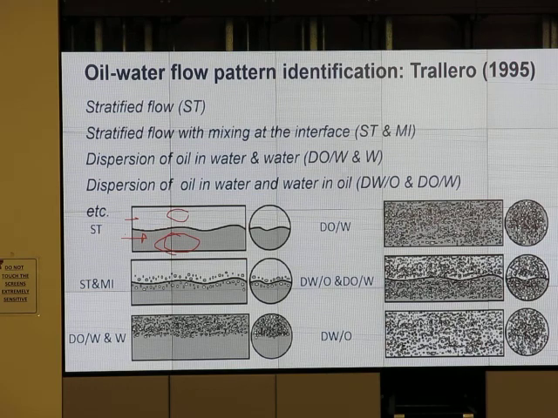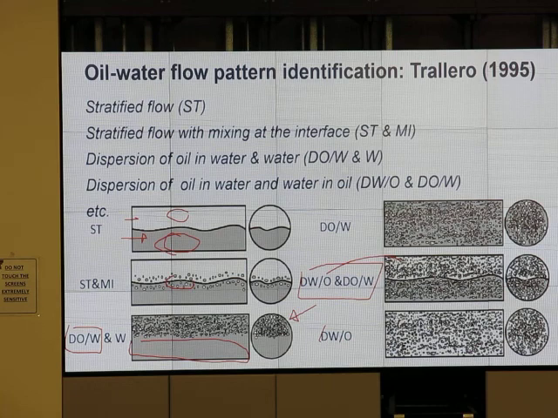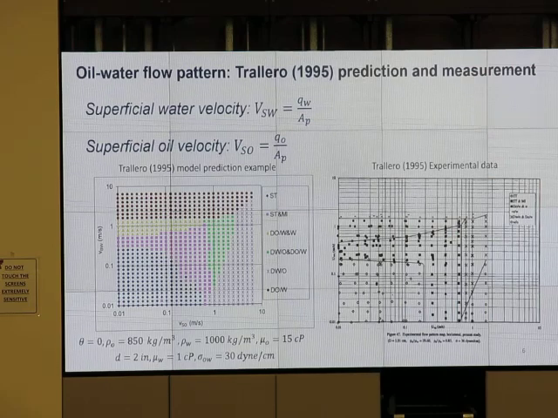When we flow it slow enough, we have stratified flow. If we flow a little bit faster, we may have stratified with mixing. Or we can have dispersion of oil in water and a water layer. Okay? Looking from the side, it looks like that. Or we can have dispersion of oil in water. Or we can have dispersion of water in oil. Or we can have dual dispersion, dispersion of water in oil on the top and dispersion of oil in water on the bottom. When we say oil in water, this means water is the continuous phase and we have some small droplets of oil.